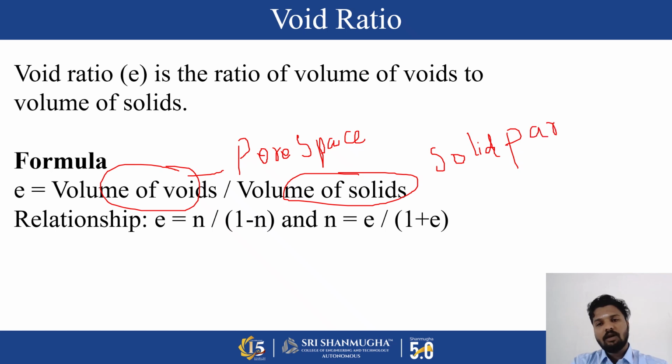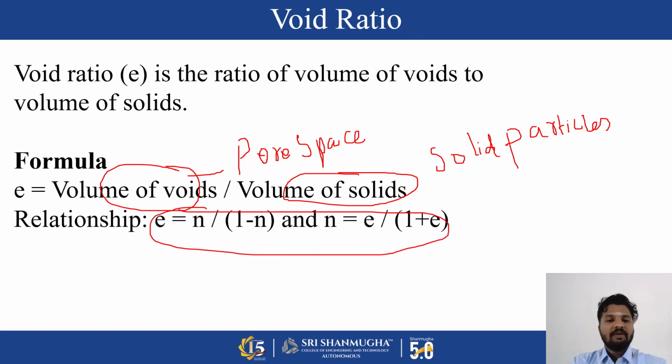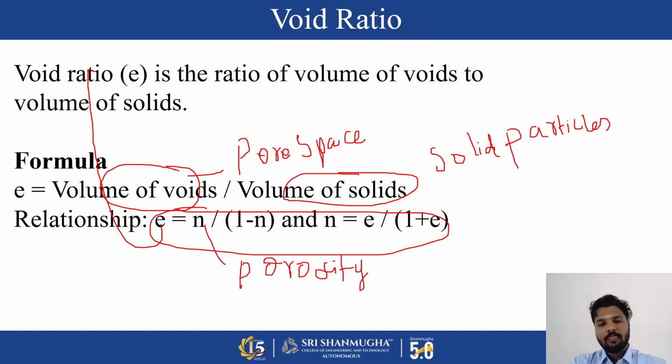Solid particles means soil particles. This formula gives the relationship between the void ratio and N, which means porosity. We have seen about porosity in previous slides. Okay, we can move to the next slide.